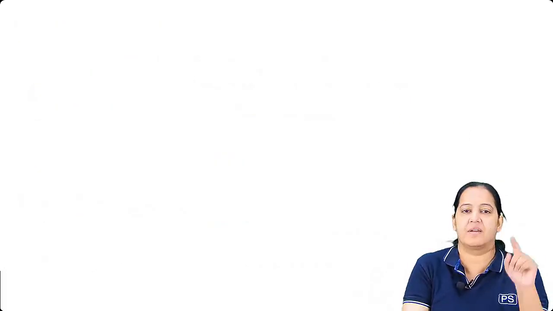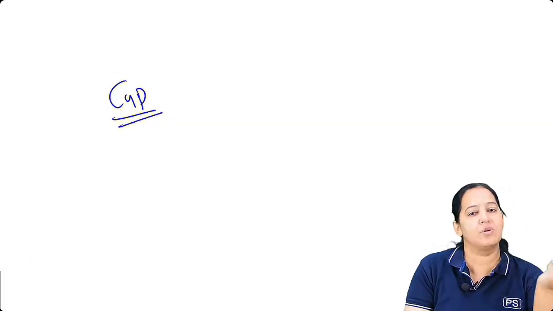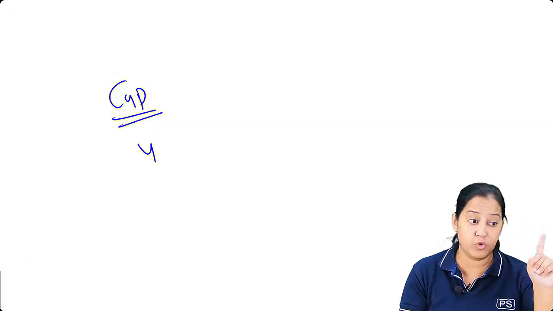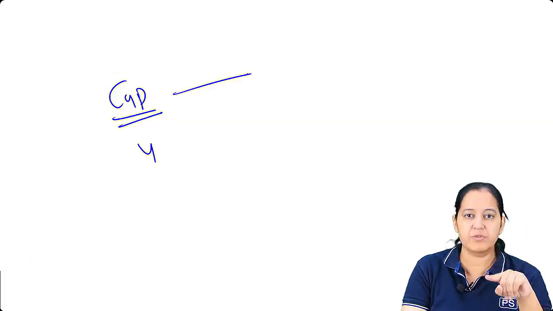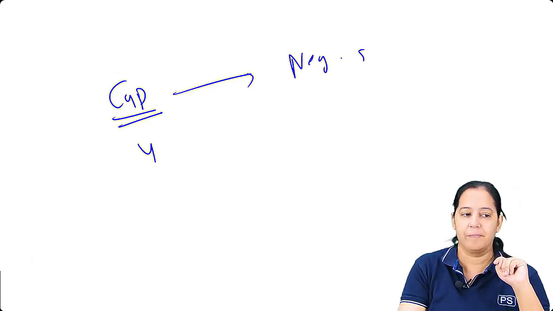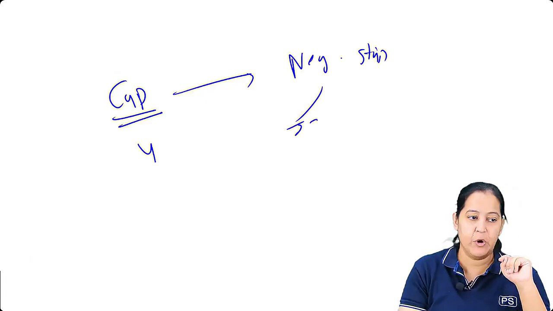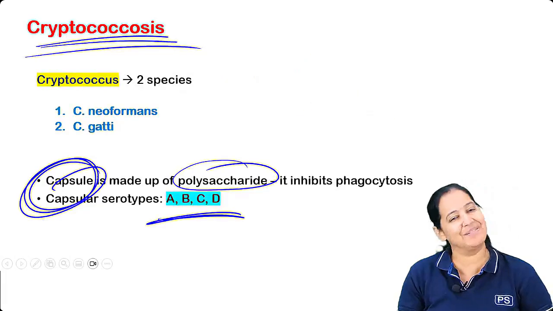That's all. In Cryptococcus, you have to remember 2 things. It is a capsulated fungus. Based on the capsule, it is of 4 types: A, B, C, D. A is the most common. And for demonstration we use negative stain. Negative stain is India ink or Nigrosin. Got it? Just these 2 things will come.